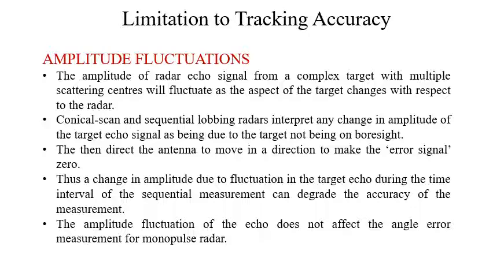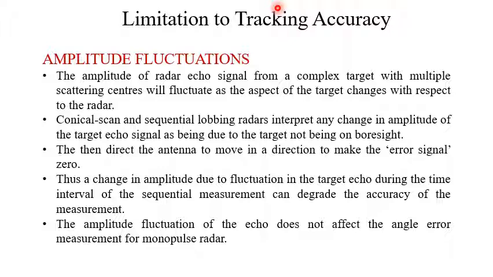Now consider the amplitude fluctuations. The amplitude of the radar echo signal from a complex target with multiple scattering centers will fluctuate as the aspect of the target changes with respect to the radar. Conical scan and sequential lobing radars interpret any change in amplitude of the target echo signal as being due to the target not being on boresight. Then they direct the antenna to move in a direction to make the error signal zero.